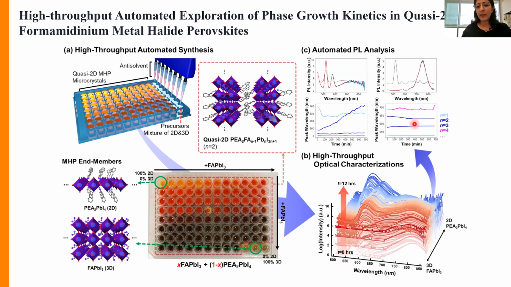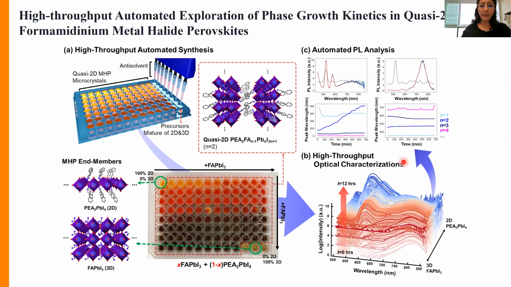Next, we do the automated peak fitting. For example, here we have generated over 3,000 optical spectra, and then we implemented the automated peak fitting in order to study and to explore the phase growth of these quasi 2D materials.